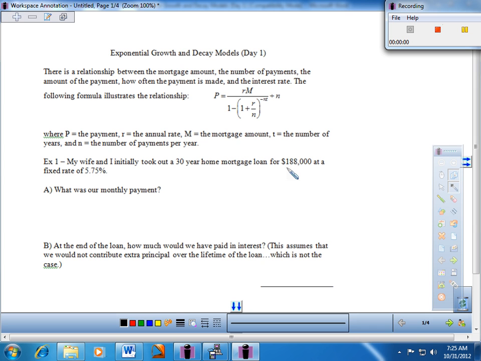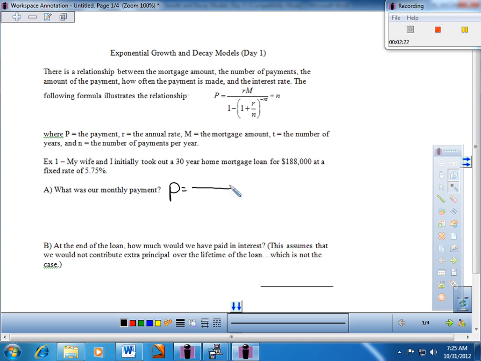If we still had the 30-year loan at this amount at 5.75%, what was our monthly payment? Let's put it in first, see how it plays out, and then we'll let the calculator do most of the work for us. We're just going to be extra careful here.